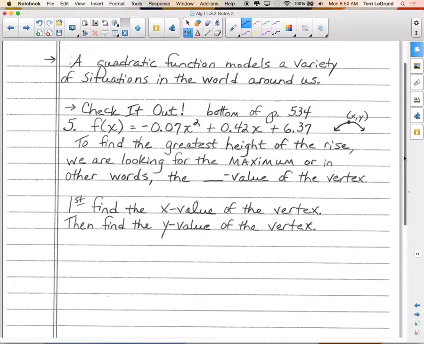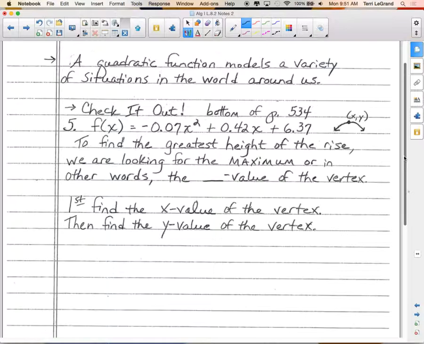Horizontal distance, what would that look like? Would it be left or right? Find the greatest height of the rise. So first of all, this is a quadratic function that would open down. Why would it open down? Because this expression has a negative a value, right?